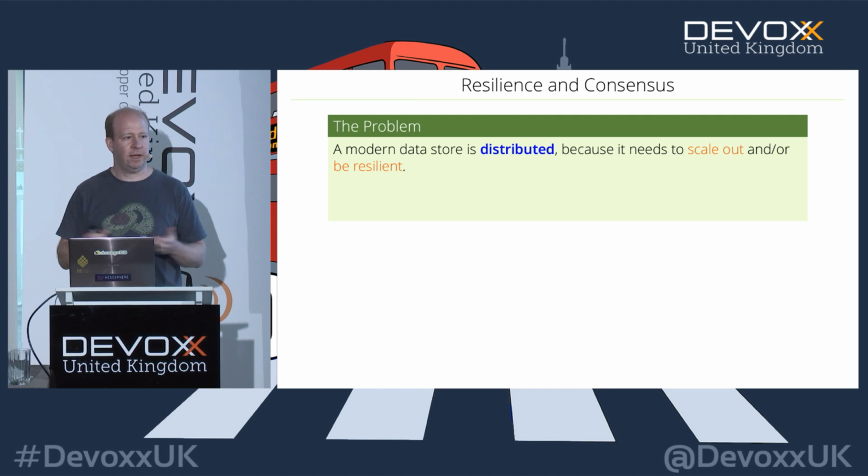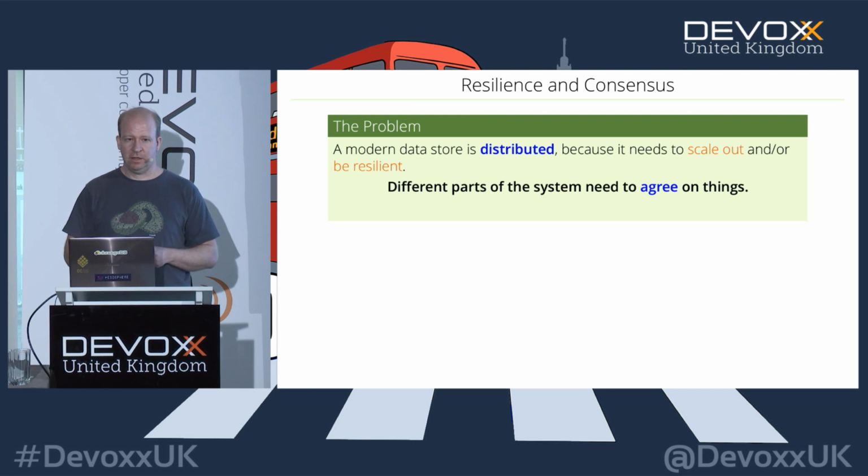First of all, you want to scale out. You want to use multiple cheap machines to work together as one compute cluster and as one data store. And you want to be resilient because computers fail, and the more computers you use, the higher the likelihood that one of them will fail. And if you run a large cluster, then nearly every week a machine will fail.